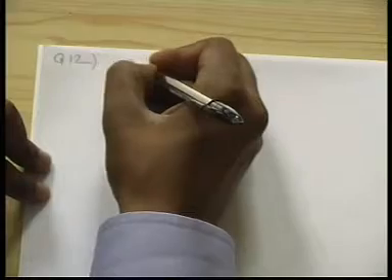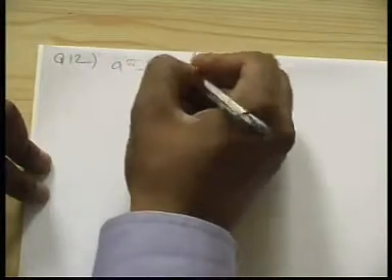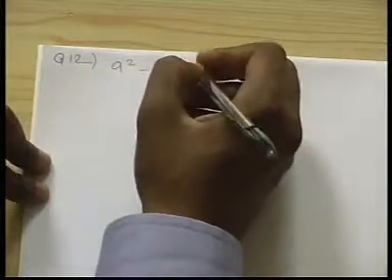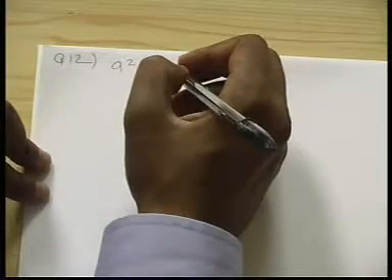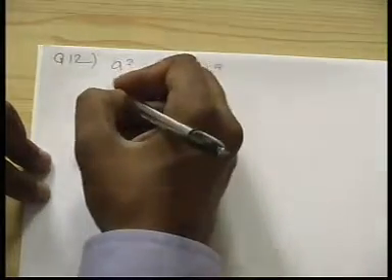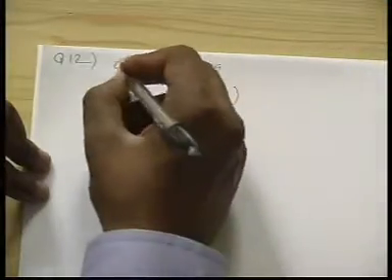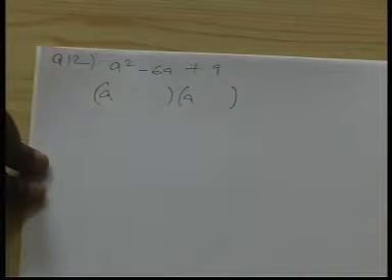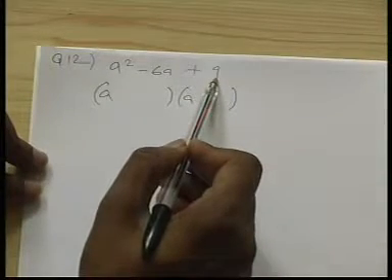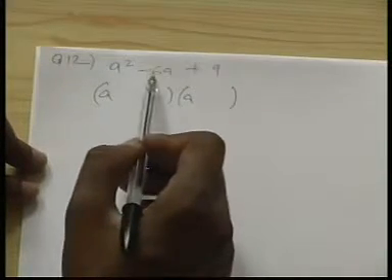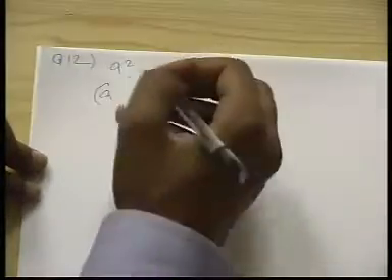a squared minus 6a plus 9. So, what two numbers multiply to, okay, let's put the a in since it's a squared. What two numbers multiply to give 9 but add together to give minus 6? So minus 3 times minus 3 is 9, and minus 3 minus 3 is minus 6, so I can put that in.